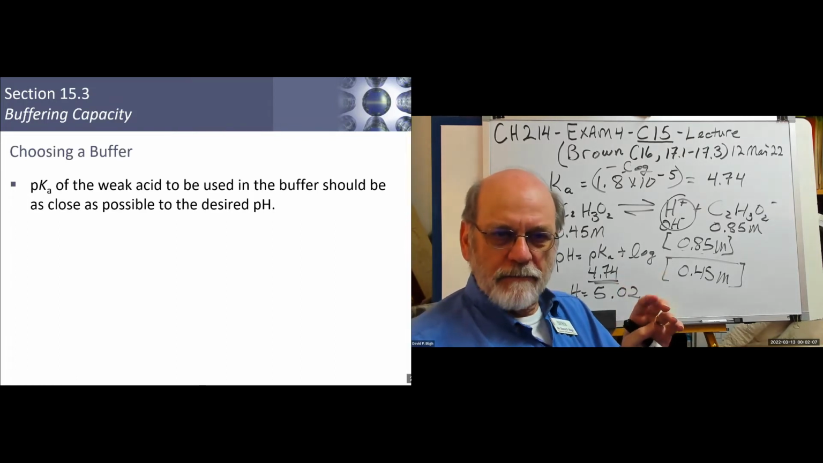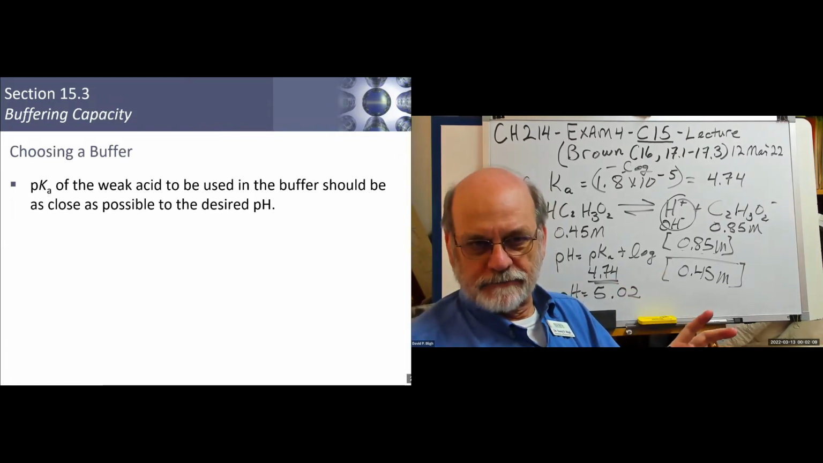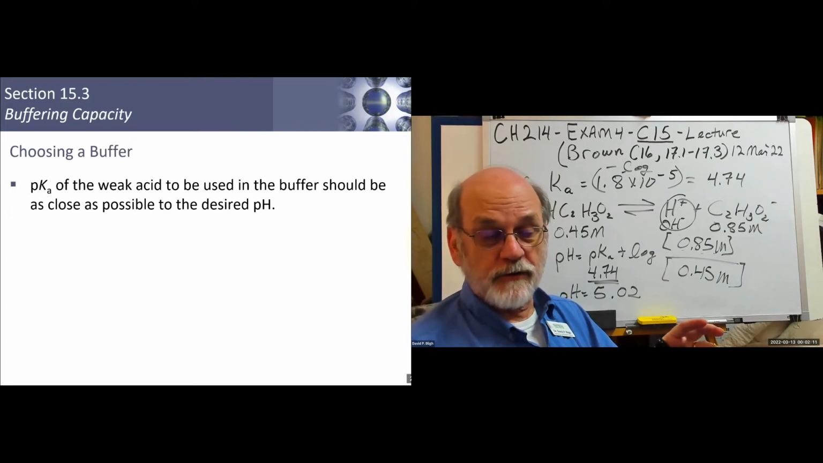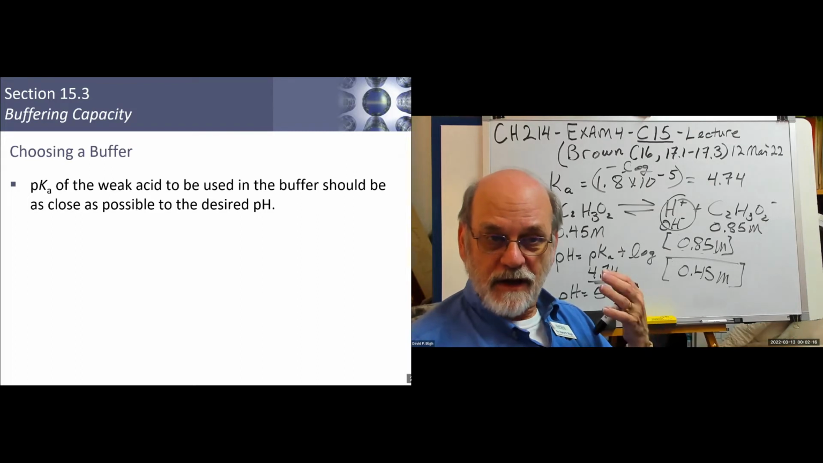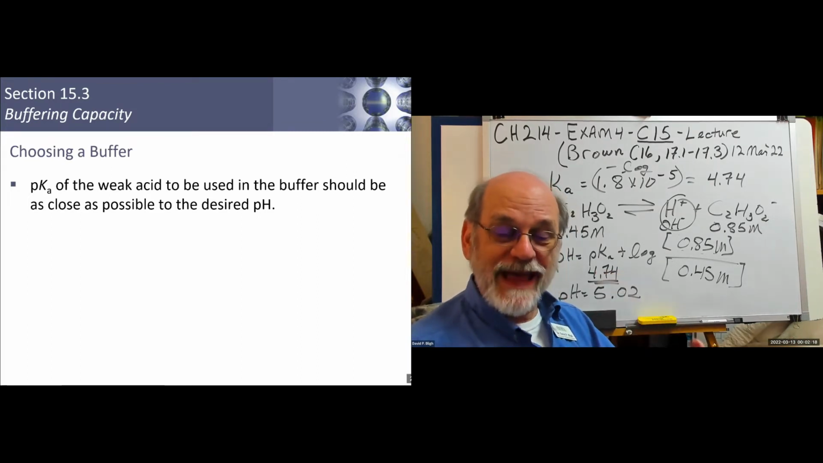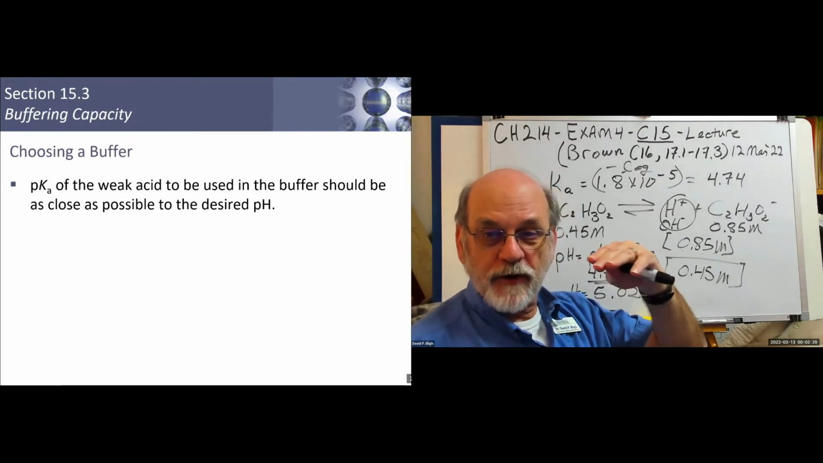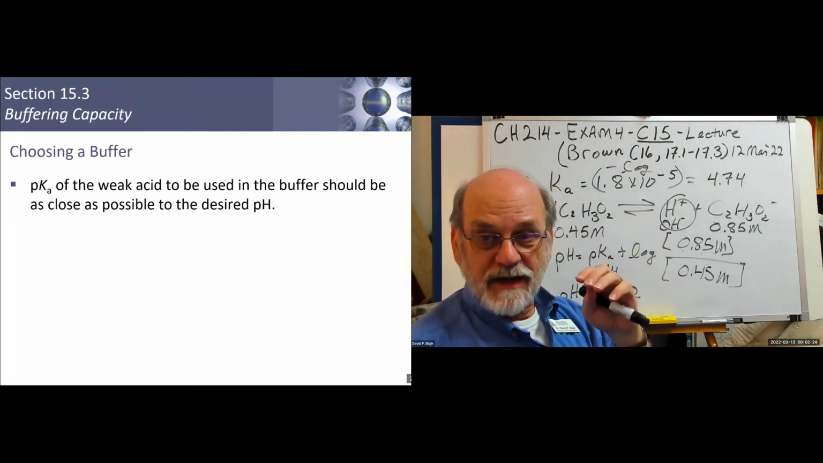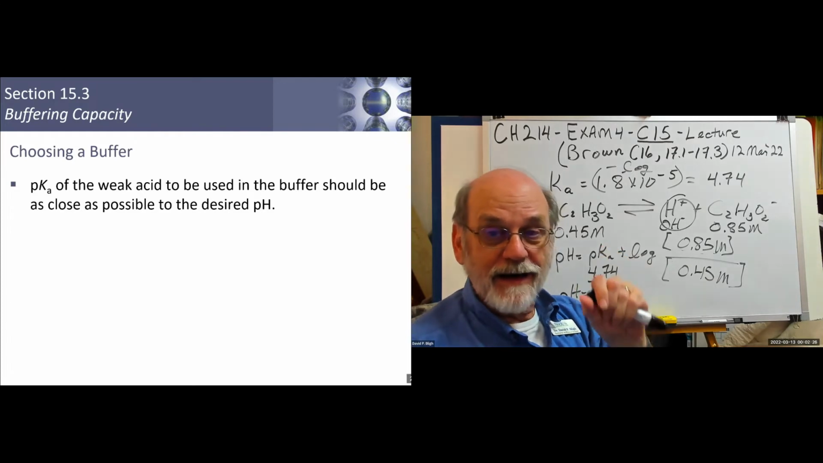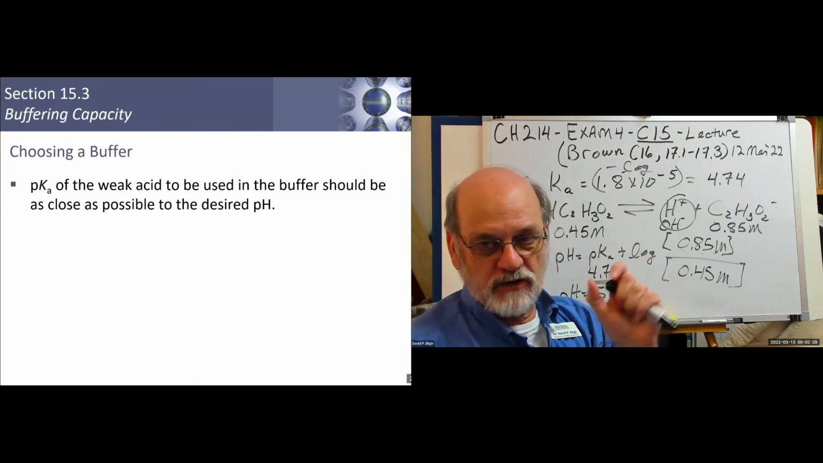So how do you choose a buffer? Because you can make buffers from any weak acid. What you want is to choose the weak acid that will buffer at the right pH, because each weak acid has an ideal buffer range.